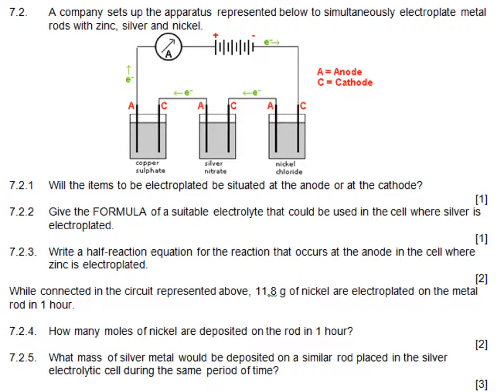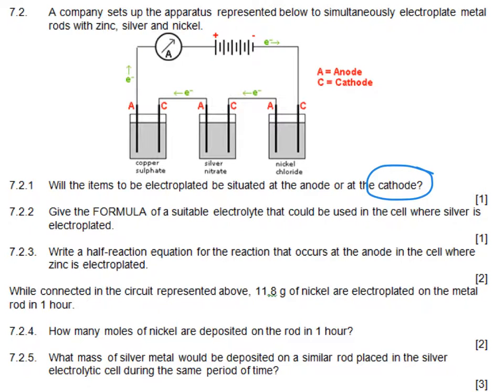A company sets up the apparatus represented below to simultaneously electroplate metal rods with zinc, silver, and nickel. Will the items to be electroplated be situated at the anode or at the cathode? Well, in each case, you're going to have the cathode is where you're going to deposit the new metal, because the cathode is where reduction is going to take place, and you're going to create metals. So you're going to have the ions gain electrons, and you're going to create the metal. So that's going to happen at the cathode.